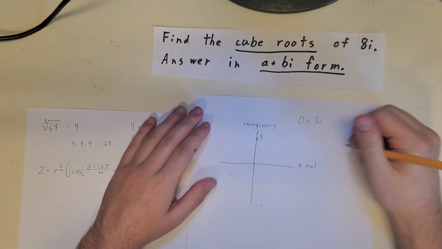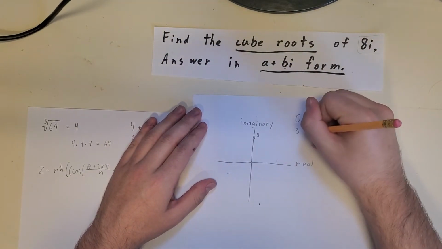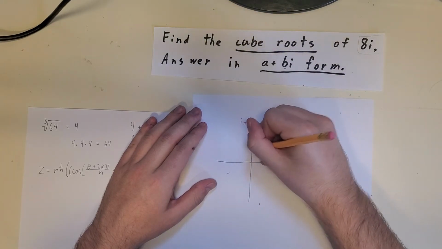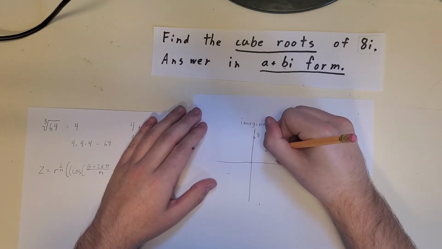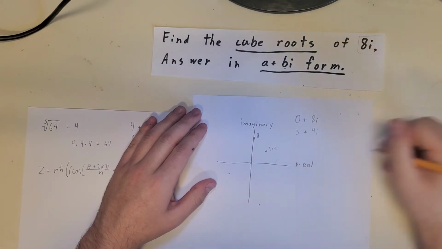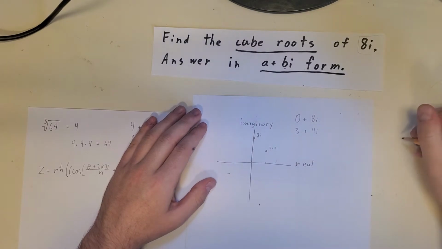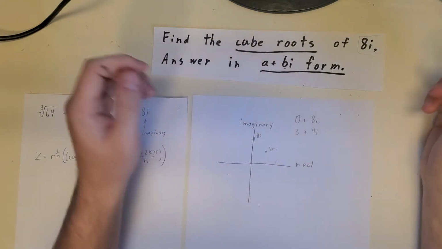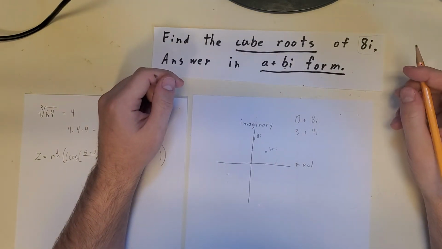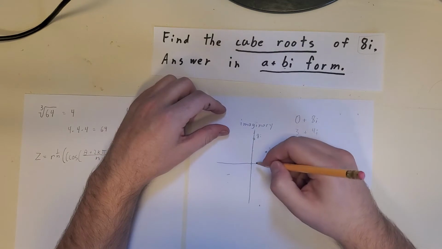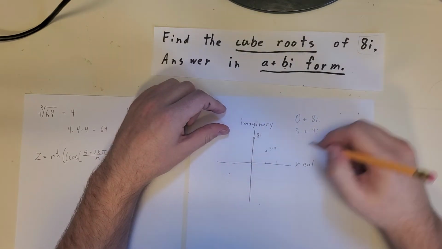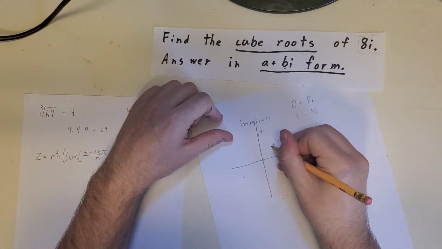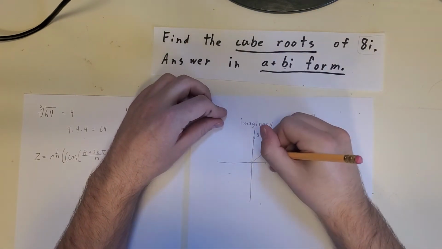Now, just to clarify things, if this was, for example, 3 plus 4i, we would go over 3 and then up 4, and that would be 3 plus 4i. Now, the reason we're doing this is because we need to find the modulus. The modulus is going to be the distance from the origin of the complex plane to our expression. So for 3 plus 4i, for example, it's going to be this length right here.